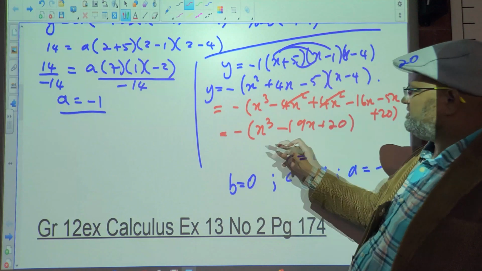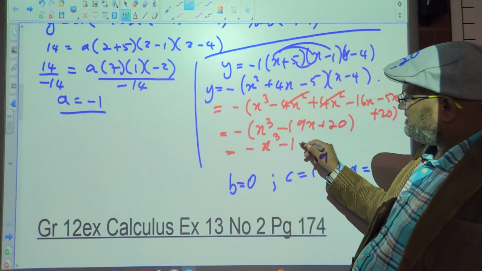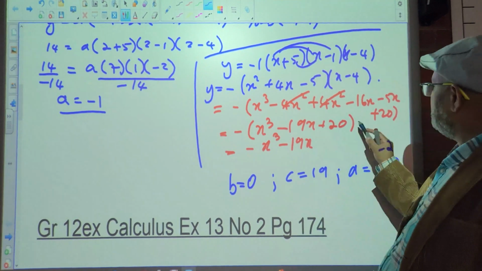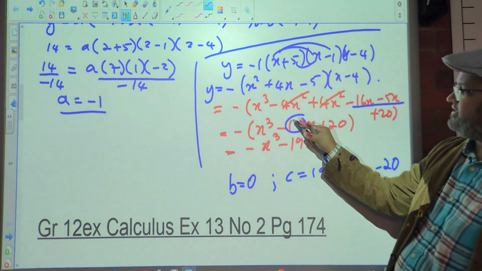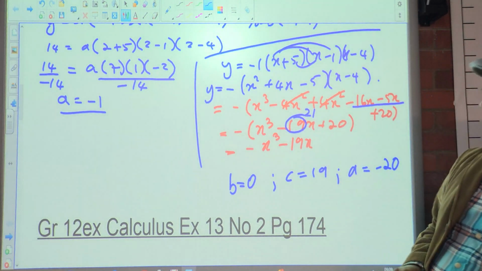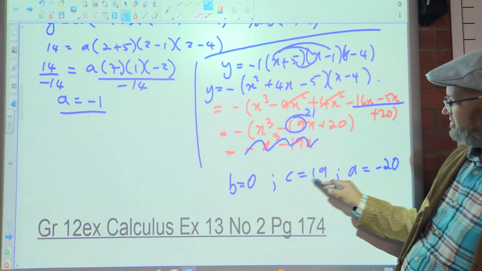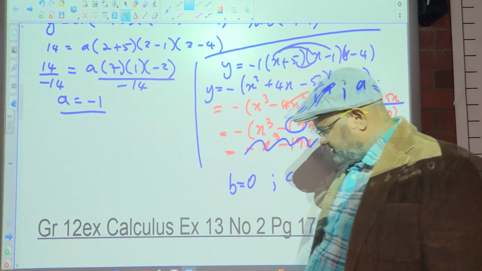What is the answer? It is 21. 16 plus 16 minus 5 is 21 and not 19. That's my mistake. I lost a mark there. So that's going to give you 3.